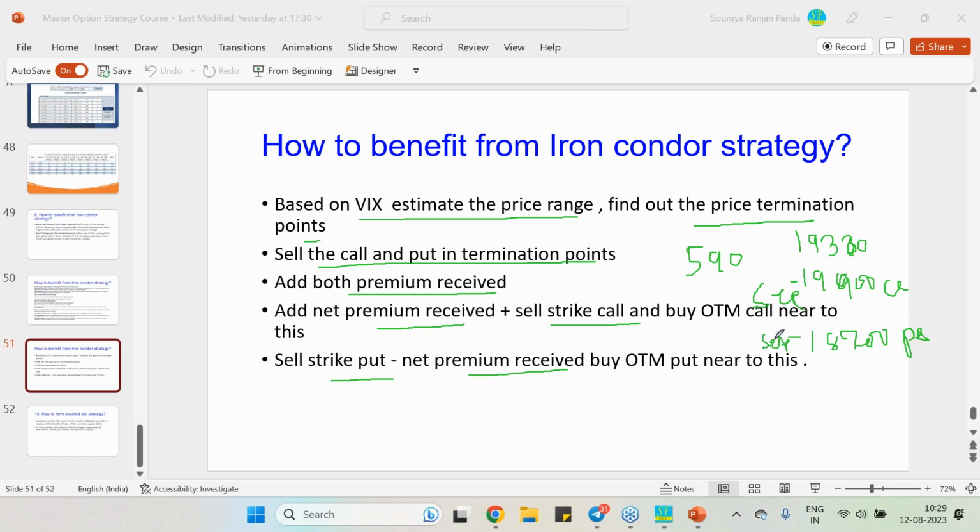You sell September, because you have to slightly change this iron condor. Then say here you got 200 rupees as a premium, here you got 100 rupees as a premium, add this 300, so 20,200 call option you can buy, and 18,400 put option you can buy for the month of August. That you can do.